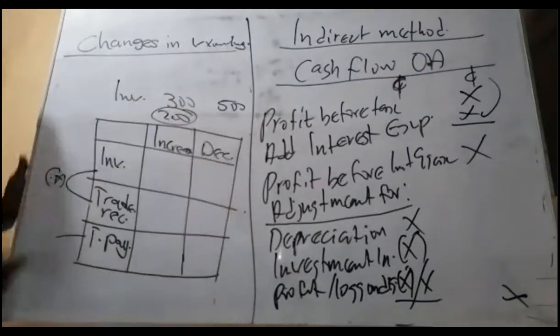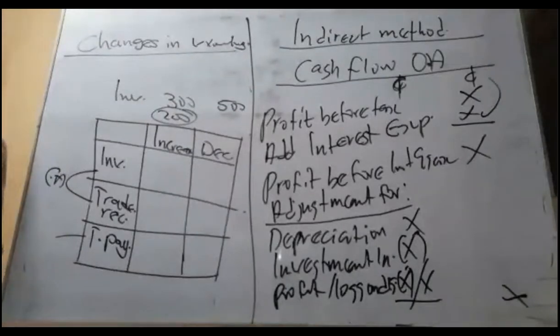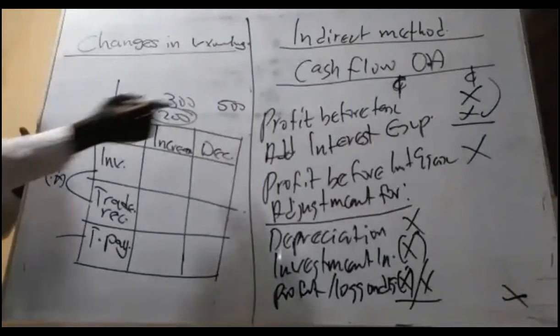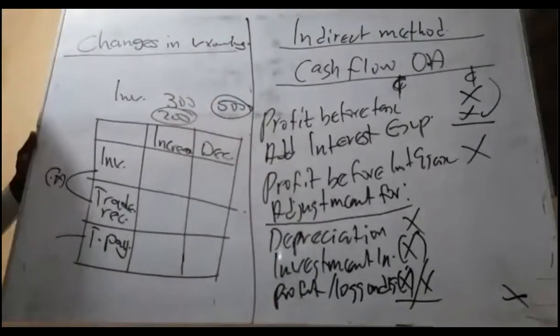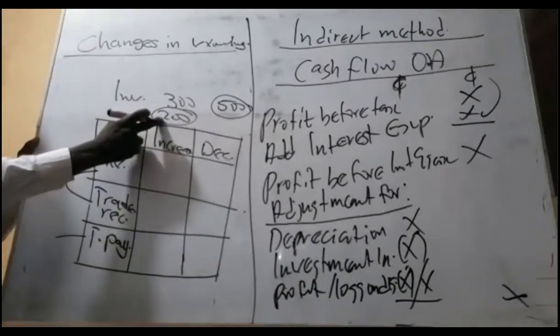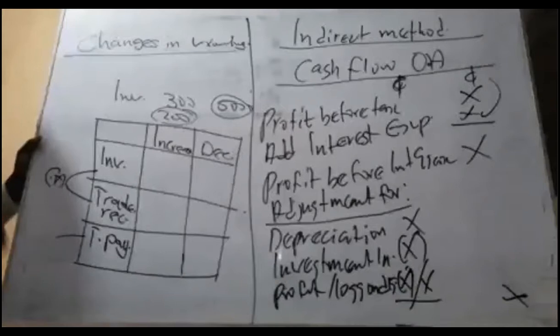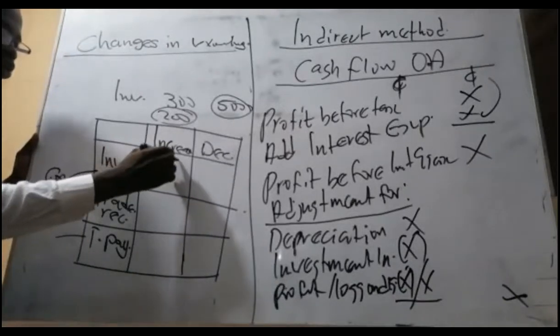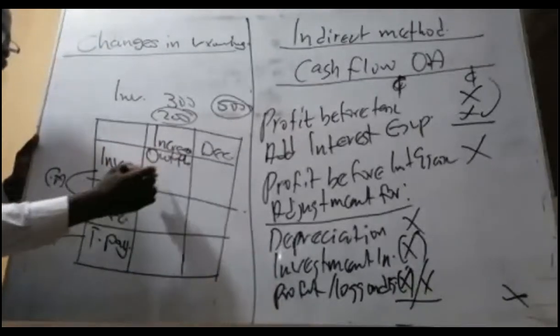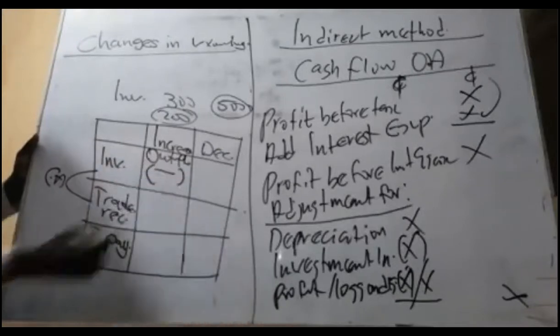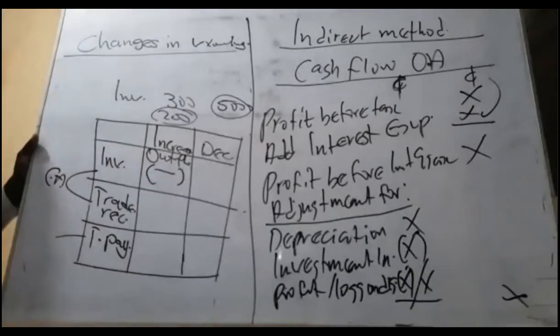This 200, does it suggest that we have paid 200 or we have received 200? We have paid, because these goods were not there by magic. We bought additional goods of 200. So we paid money. So cash has moved out. It was outflow. And all outflows are negative. So put it in brackets. It means that if your inventory increases, put it in brackets.